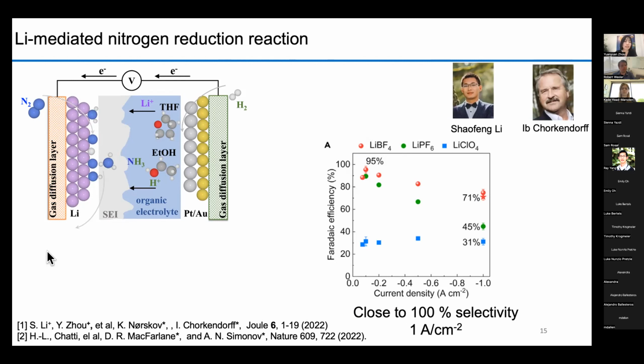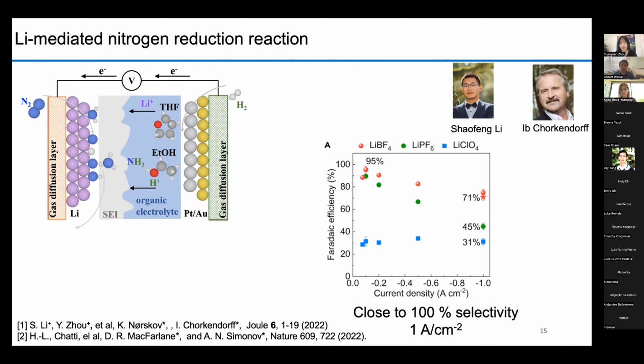Once the solid electrolyte interface is formed, the lithium cation, protons, and nitrogen transport from the bulk electrolyte through the solid electrolyte interface and approach the cathode side. The metallic lithium can split the nitrogen immediately. And the nitrogen species is further hydrogenated with the incoming protons to produce ammonia.